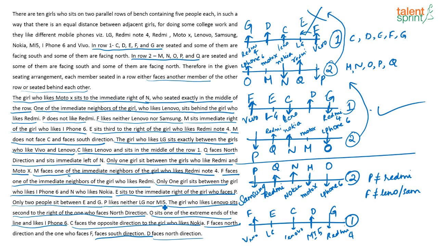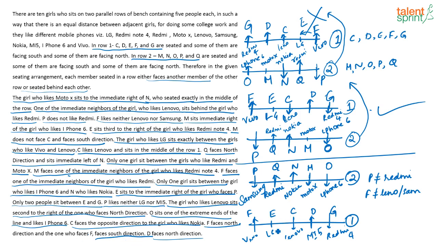P neither likes LG nor MI5. The girl who likes Lenovo sits second to the right of the one who faces north direction. O sits at one of the extreme ends of the line and likes iPhone 6. C faces the opposite direction of the girl who likes Nokia. F faces north direction and the one who faces F faces south direction.